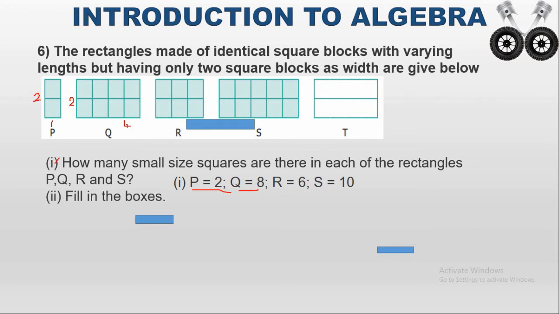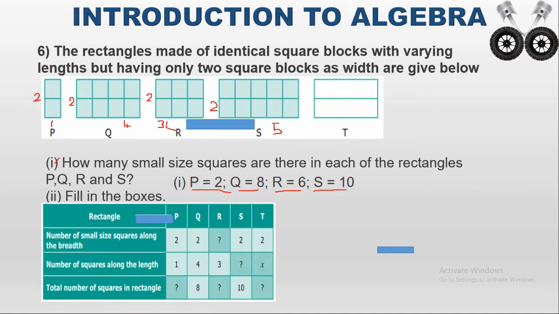Then for the rectangle R, the length is divided into 3 square blocks and the breadth is divided into 2 square blocks. So 2 into 3, that is 6. So the R value is 6. That is, the rectangle R is divided into 6 square blocks. Then rectangle S. The rectangle S contains the length. How many square blocks? It has 5 square blocks and the breadth contains 2 square blocks. So you have to multiply 5 into 2, which is 10. So the rectangle box S contains 10 square blocks.